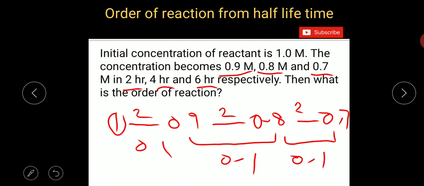It means the time taken for the conversion of 10% of reactant into products, the time taken for the completion of 10% of the reaction, is directly proportional to the initial concentration. And this relation is valid in which order reactions? Zero-order reactions. That's why this reaction is a zero-order reaction.